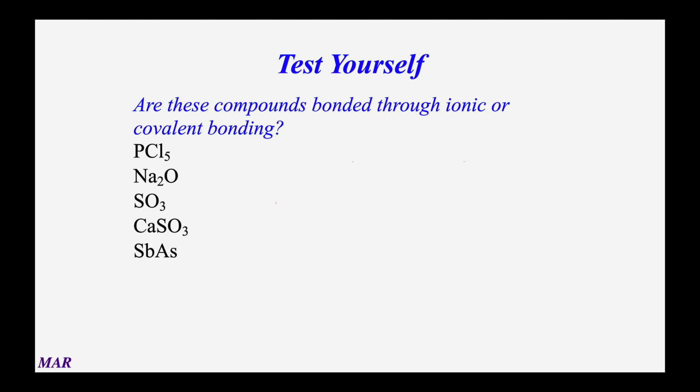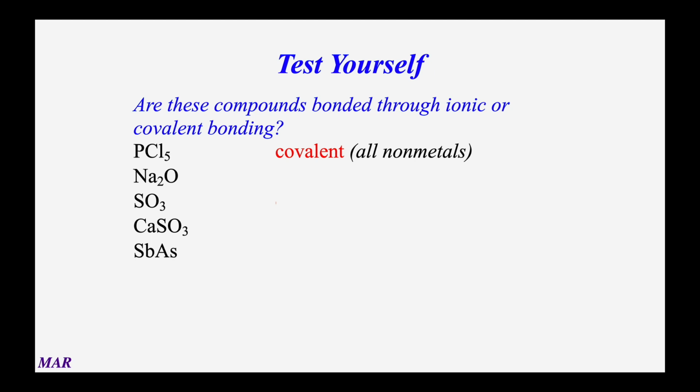Let's figure out which of these molecules listed are bonded through ionic or covalent bonding. And remember that for ionic, you have to have something positive and something negative, usually a metal and a nonmetal. The covalent bonds will all have nonmetals. So you can see in the first one, phosphorus and chlorine. Phosphorus is a nonmetal, chlorine's a nonmetal. That's going to be a covalent bond.